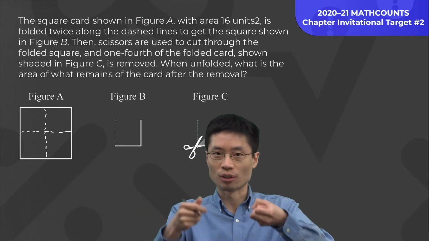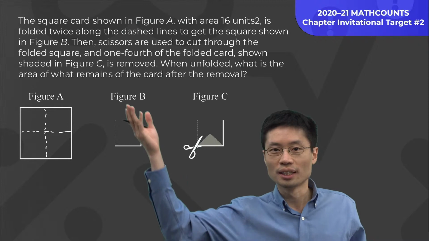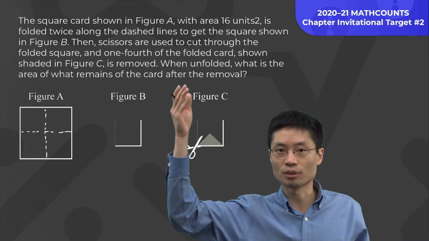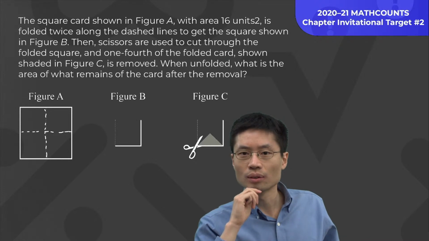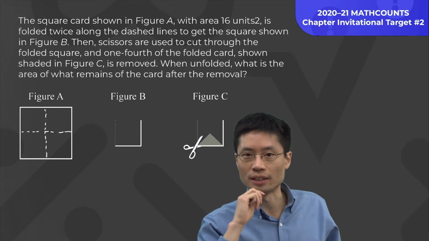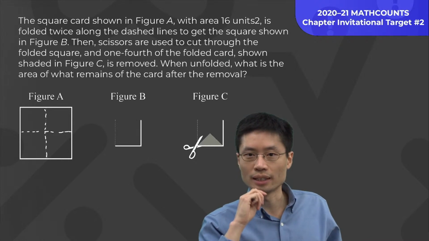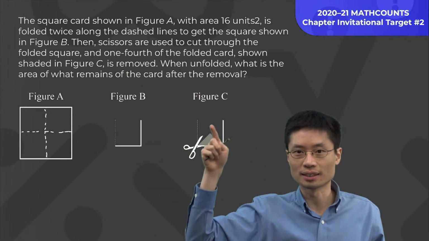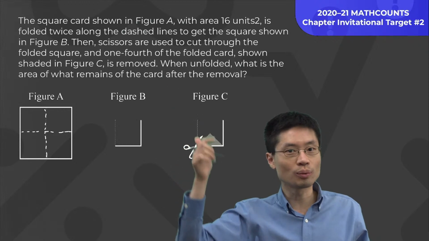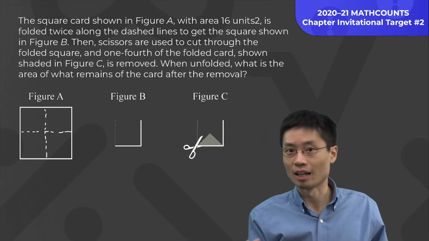So you fold and you fold, all right? And after you fold and you fold, then the scissors are used to cut through the folded square, and 1/4 of the folded card is removed. Oh, yeah, it's removed. Good. So 1/4 of it is removed like this, okay? And when unfolded, what is the area of what remains of the card after the removal?